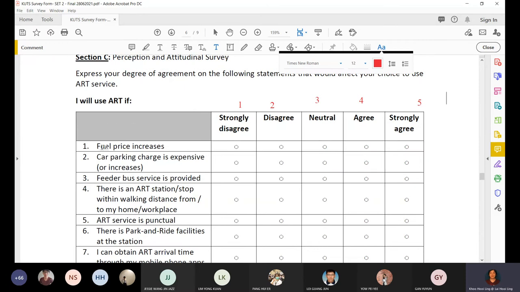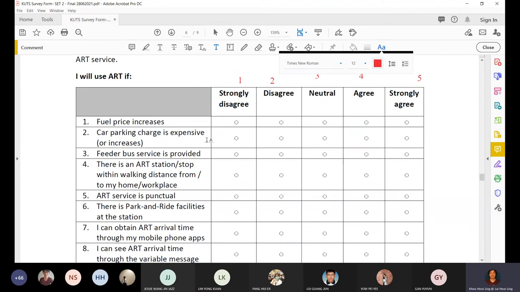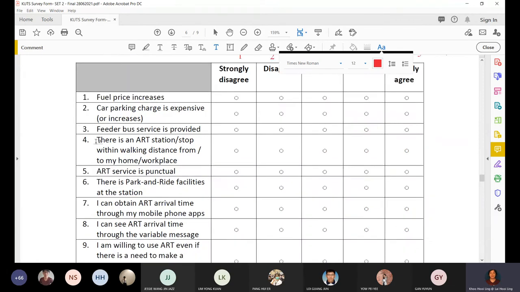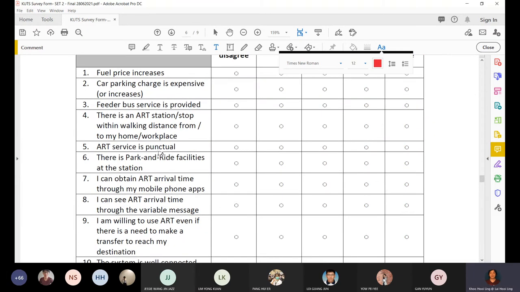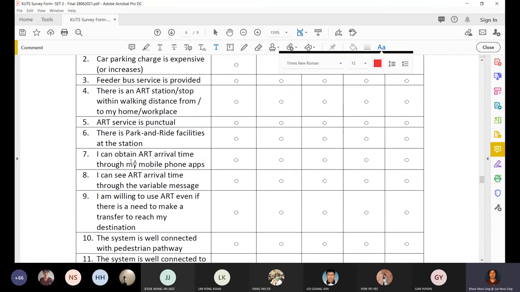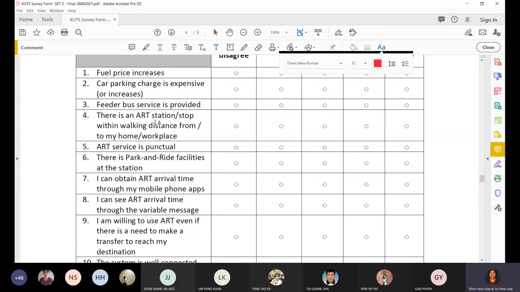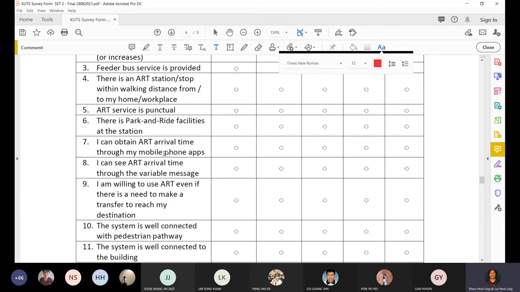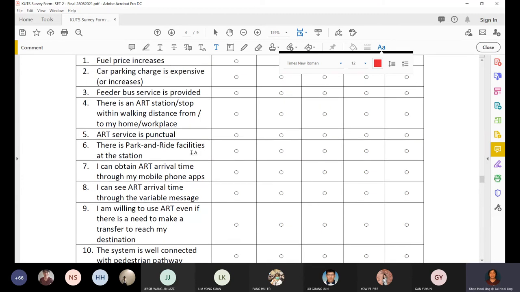I will use ART if fuel price increases, if car parking charge is expensive, if feeder bus service is provided. So this is asking your opinion, whether you agree or not. If you have already experienced, let's say I change this to LRT, or maybe I change this to BRT, you have already experienced the BRT. So you can say whether you agree or not that the park and ride service facilities are very important for you to access the BRT.